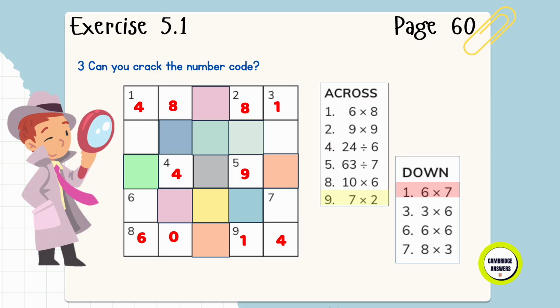Clue 1. 6 times 7. That's 42. So we add a 2. Clue 3. 3 times 6. You got it! 18. In goes 8. Clue 6. 6 times 6? That square number is 36. Fill in a 3. And finally, clue 7. 8 times 3 is 24. We finish it off with a 2. Puzzle cracked! Math magic unlocked!